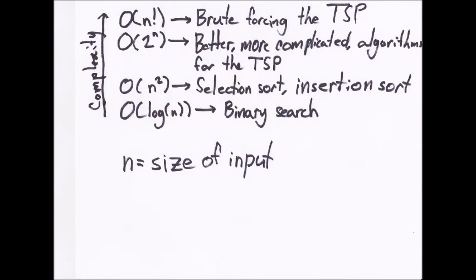Some of the fastest are O(2 to the n), which is still fairly slow, and no one is sure if there are any algorithms that are faster. Further down, we see that sorting and searching algorithms tend to be much faster.